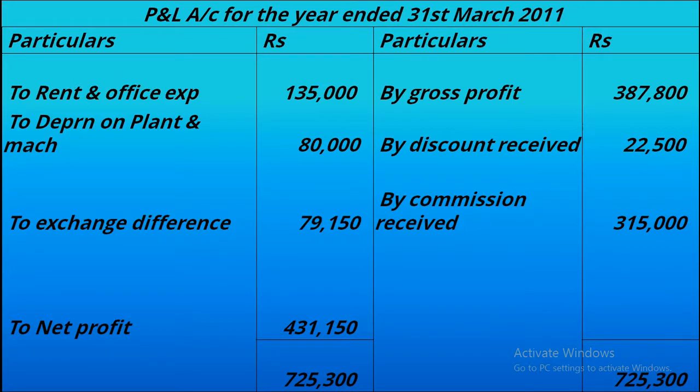And to exchange difference, I had told you while we were preparing the trial balance that the difference in the new trial balance will be posted to the P&L account. If it has a debit balance, that is appearing on the debit side of the trial balance, then it will be posted to the debit side of the P&L account. If it had a credit balance, we would have recorded it on the credit side of the P&L account. Now you can see on the credit side we have by discount received and by commission received. Once we close this account, we will get net profit. It will be transferred to the balance sheet.